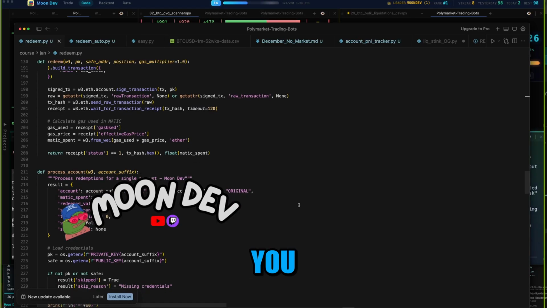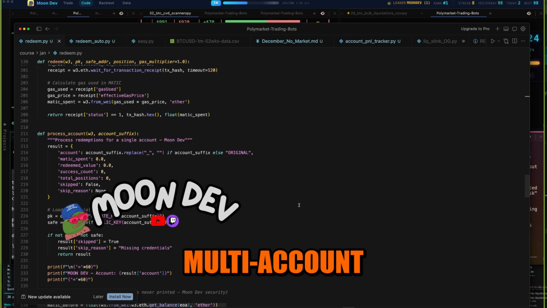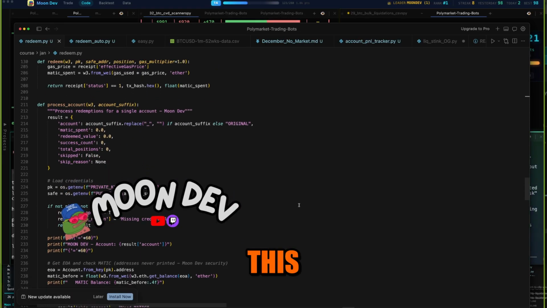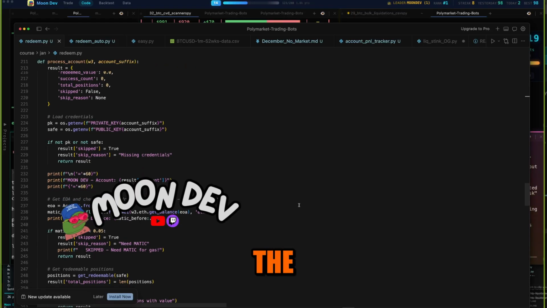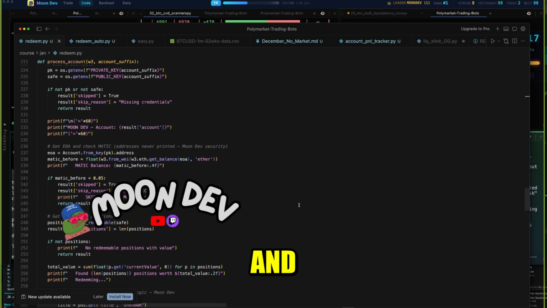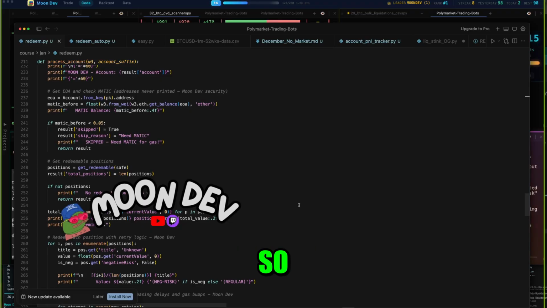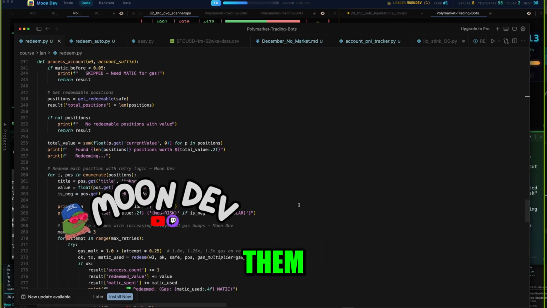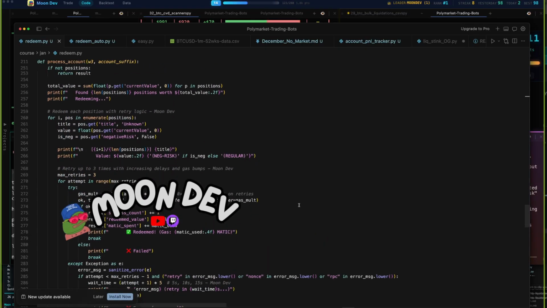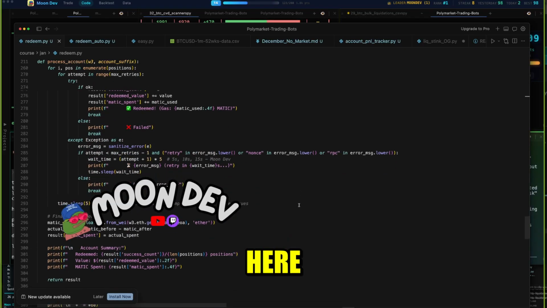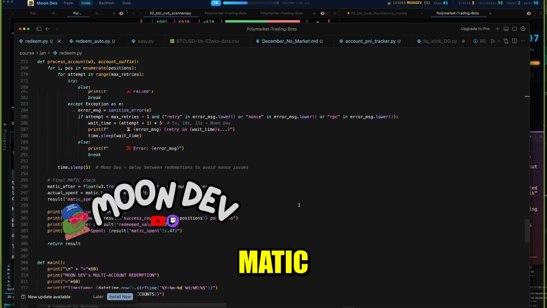Here's all the code. You see this is the multi-account setup here. So this is how you process the account, process the private keys, the public keys. And then you get the redeemable positions. So you're checking to see if any of them are redeemable. Accept exception here. Then the final Matic check.